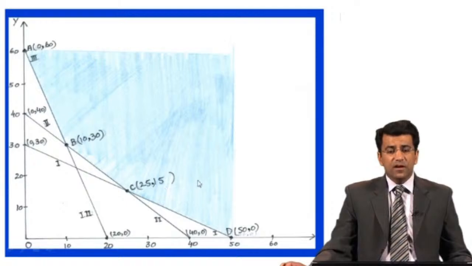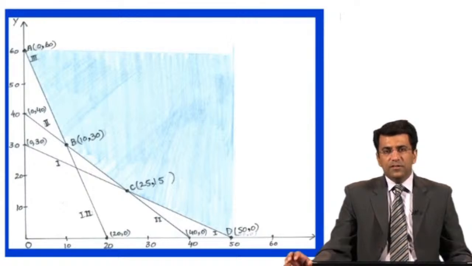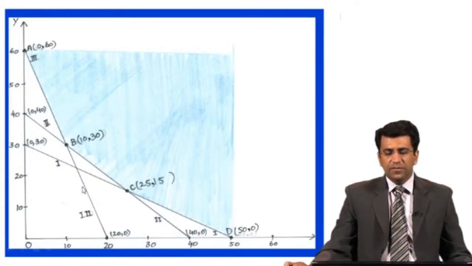This is the particular graph in this particular case. Now what we will do, we will just plot those constraints in this graph. Now class, this is our first line, which is represented by that number 1.